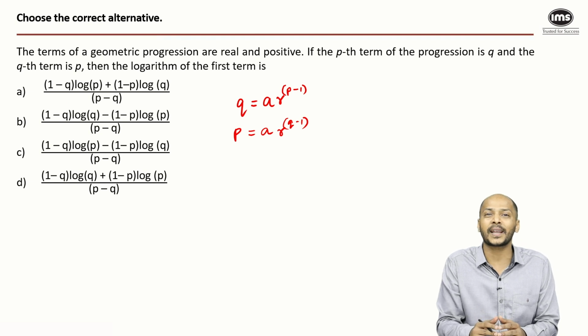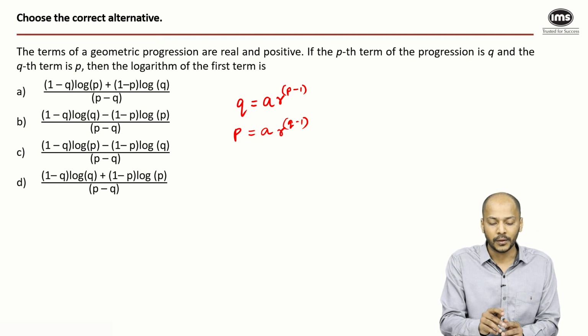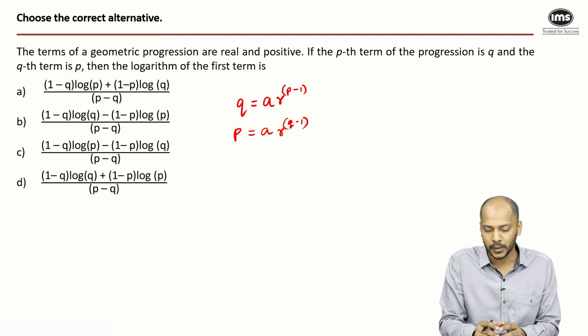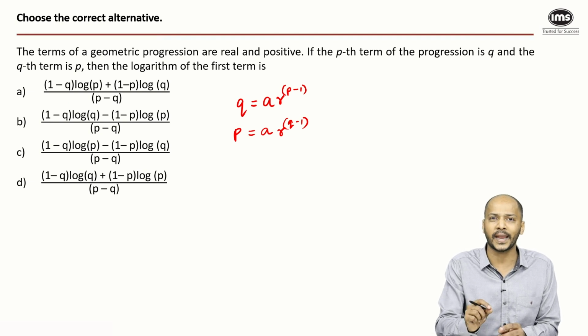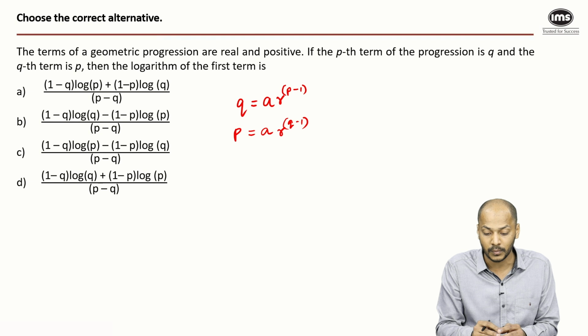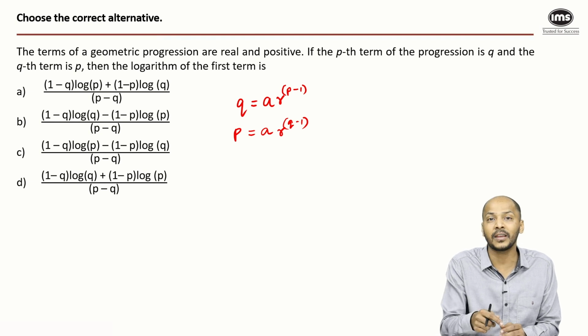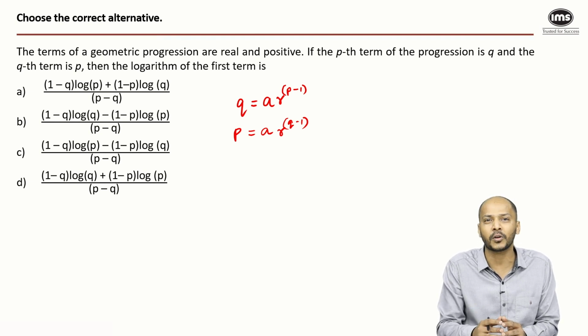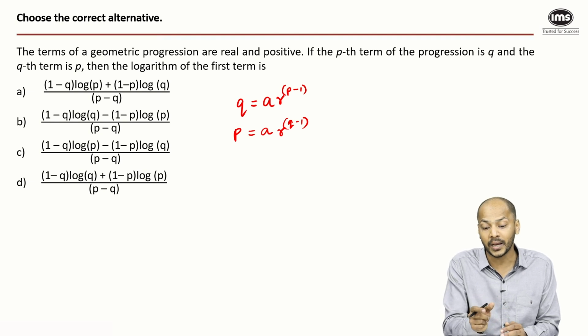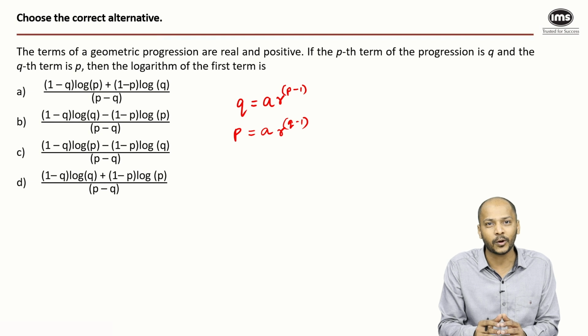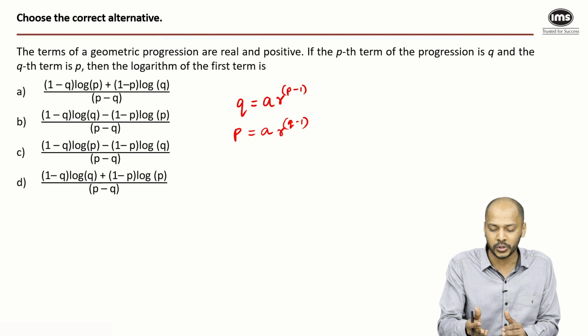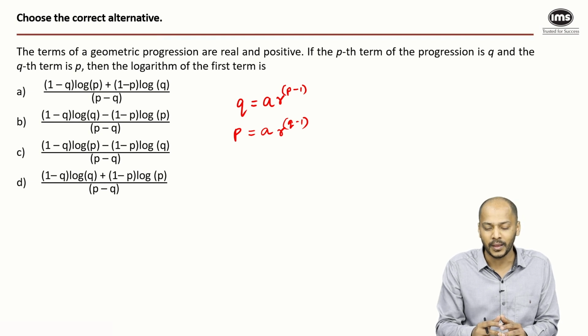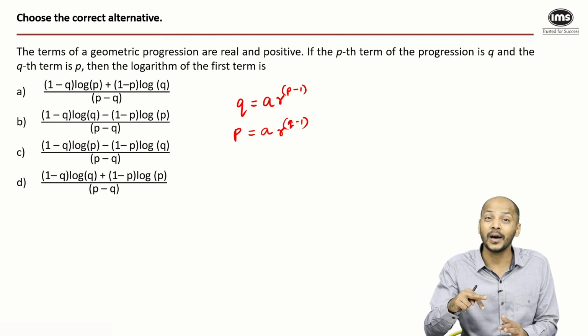I realized the equations I had to write were very simple, but we had to find the logarithm of the first term. Will I be able to solve these two equations and get an equation for a, the first term? If I take the ratio, a will get cancelled out and I'll get a relation for r. However, if I had to cancel out r, I would have to make the powers of r in both the equations equal, and then I could cancel out r by taking the ratio. Both the equations have different powers of r, and to make the power of r equal, I think we can raise both the equations to the other power.